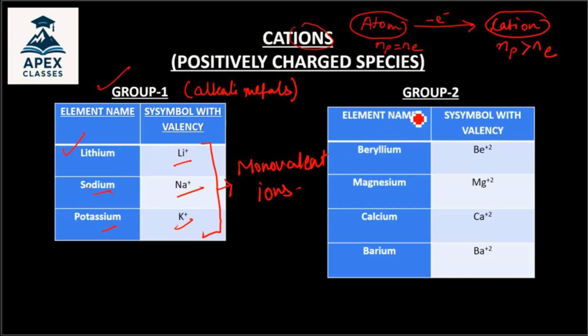Next, coming to group 2. Group 2 means the beryllium group. The very first member is beryllium, followed by magnesium, then calcium, then barium. Beryllium has the symbol Be plus 2. All these elements, beryllium, magnesium, calcium, barium, have plus 2 as their valency, so they will be called divalent. So divalent ions are ions having plus 2 and monovalent ions are ions having plus 1.